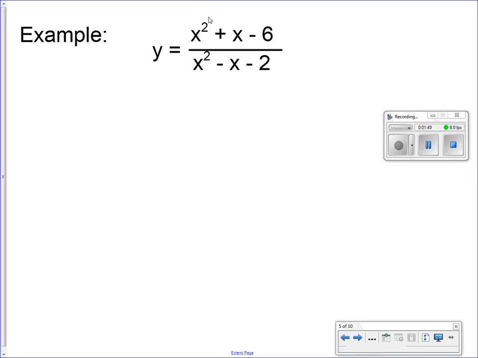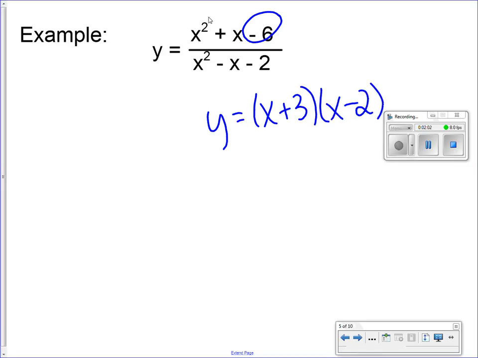You have to factor the numerator and denominator. So looking for two numbers that multiply to -6 and add to +1. So 3 and -2. And then in the denominator, looking for factors of -2 that add up to be -1. So this is that rational function in factored form.